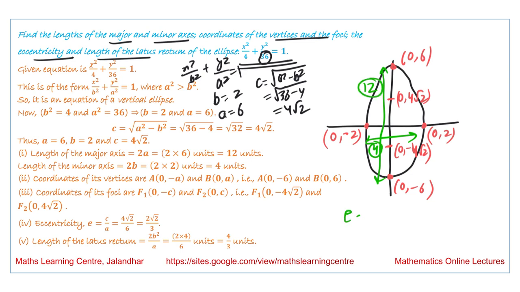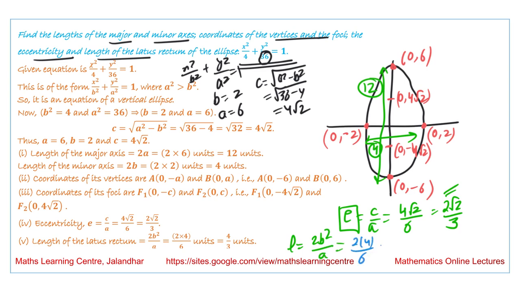To calculate the eccentricity we have the formula, it is c by a. So we get 4√2 by 6, that is equal to 2√2 by 3. Eccentricity does not have any units, so there are no units over here. And last we have to calculate the length of the latus rectum, L, that is 2b² over a. So the answer we obtain in this case is 2 into 4 by 6, that is equal to 4 by 3 units. So these are the things that are being asked in this problem.